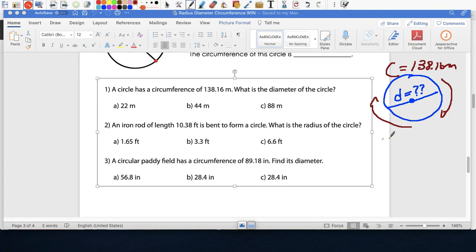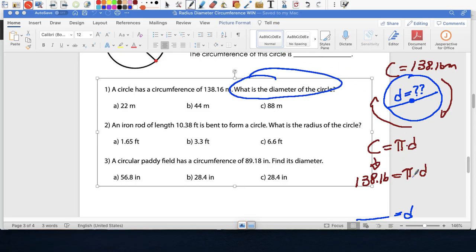Well, we're going to use those two formulas again. So this one we're going to use the formula that has diameter, so C equals pi times diameter. Circumference, in this case, I know what C is. So instead of C, I'm going to replace it with this value, 138.16. And on the other side, pi times diameter, right? Our equation is going to look like this at the end. Diameter equals a certain value, because that's what I'm trying to find, right? Because they're asking, what is the diameter?